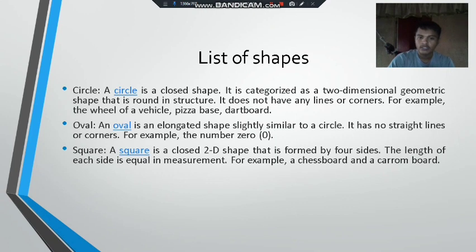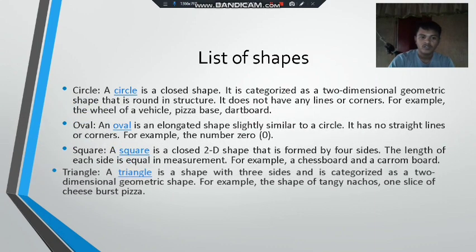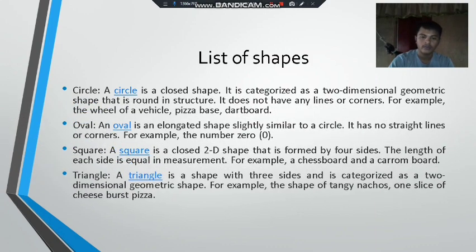A square is a 2D shape that is formed by four sides. The length of each side is equal in measurement. For example, a chessboard and a carom board. Triangle. A triangle is a shape with three sides and is categorized as a two-dimensional geometric shape. For example, the shape of tangy nachos, or slices of cheese burst pizza.